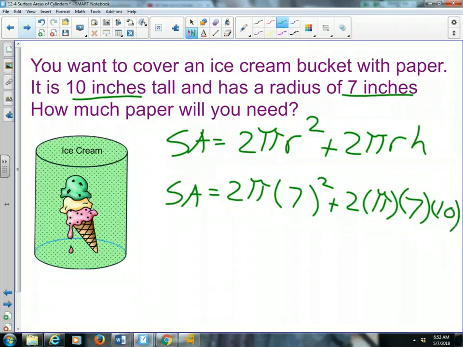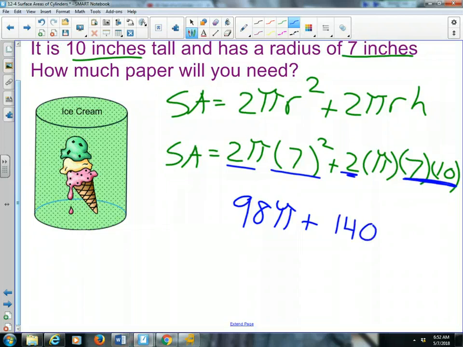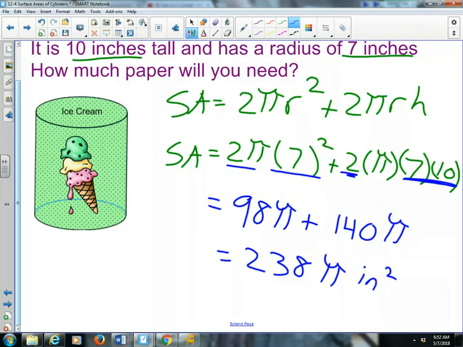All right, let's answer in two different ways. Let's have our exact answer in terms of pi, and then we'll also have an approximate answer. Here we go. 7 squared is 49. 49 times 2 is 98 times pi. 98 pi plus 7 times 10 is 70 times 2 is 140 pi. If you add up 98 pi plus 140 pi, you get 238 pi, and our units are inches squared.